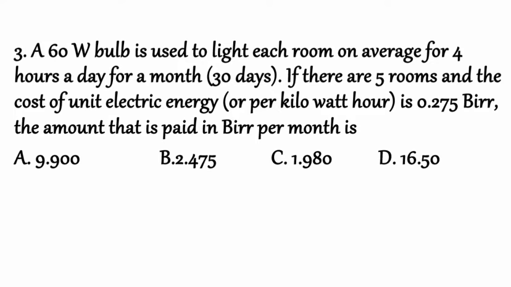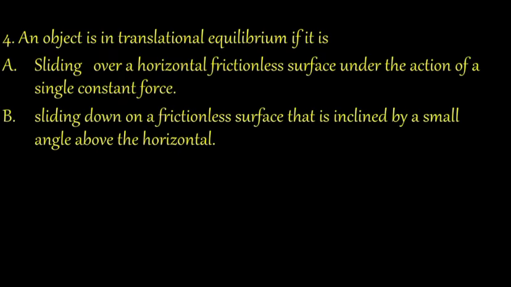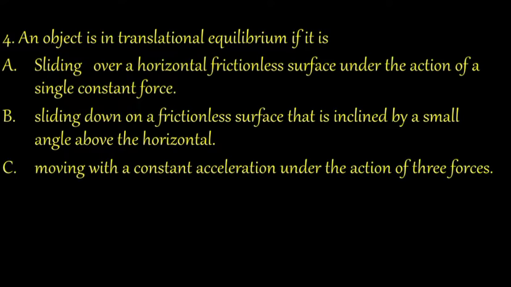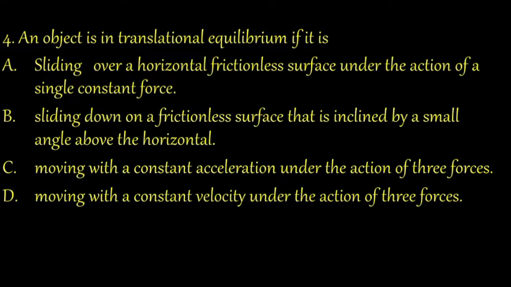The answer is A. Question number 4. An object is in translational equilibrium if it is: A. sliding over a horizontal frictionless surface under the action of a single constant force; B. sliding down a frictionless surface that is inclined by a small angle above the horizontal; C. moving with a constant acceleration under the action of 3 forces; D. moving with a constant velocity under the action of 3 forces.